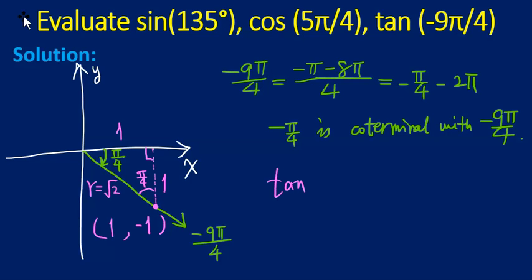So let's evaluate tangent of negative 9 pi over 4. It's equal to y over x. Y is negative 1, x is 1. So the ratio is negative 1.